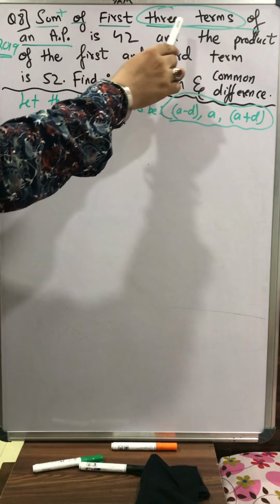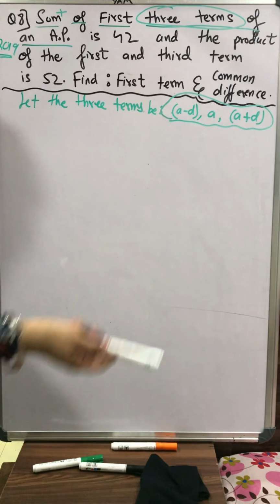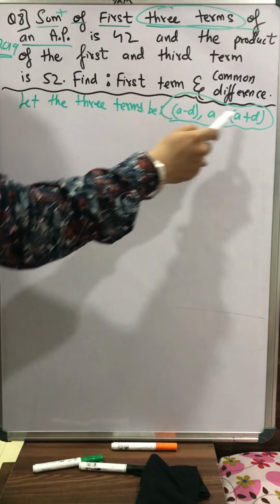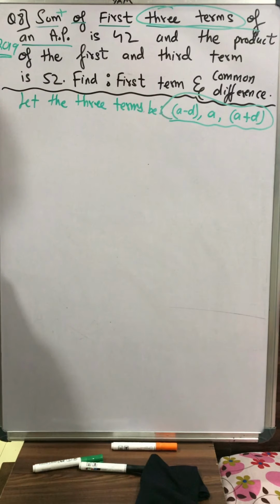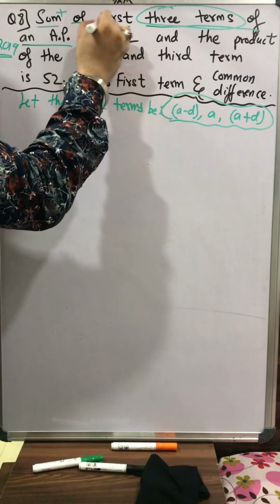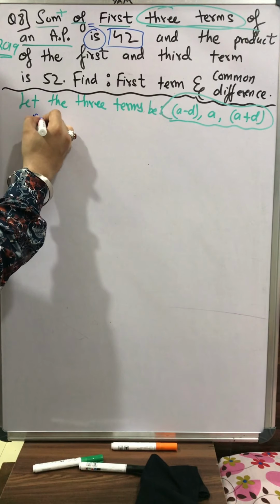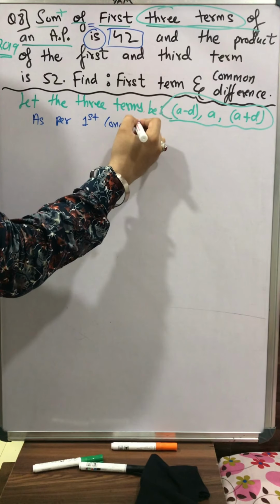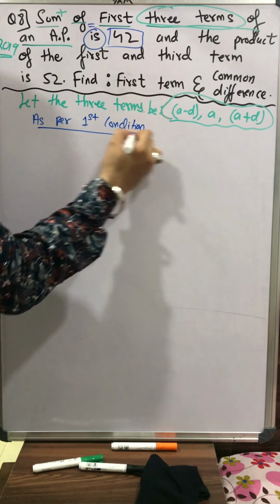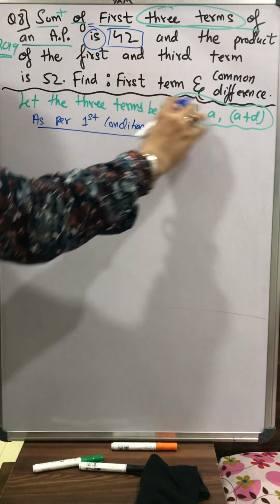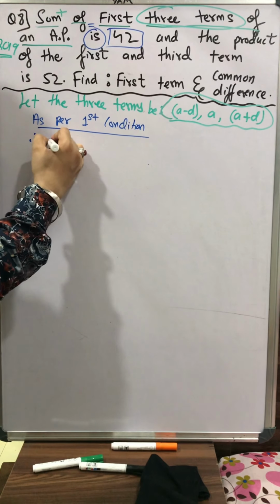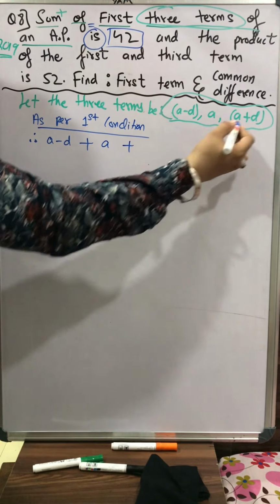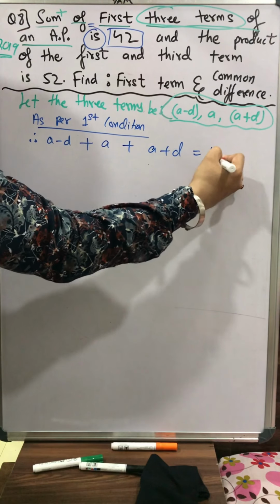Sum of first three terms of an AP is 42. So simple. Sum means addition. Of what? The first three terms, what we assumed, is 42. "Is" means equal sign, as we did in quadratic. So as per the first condition given to us, the sum of all three terms is 42. Therefore a minus d, our first term, plus second term a, plus our third term a plus d, is equal to 42.